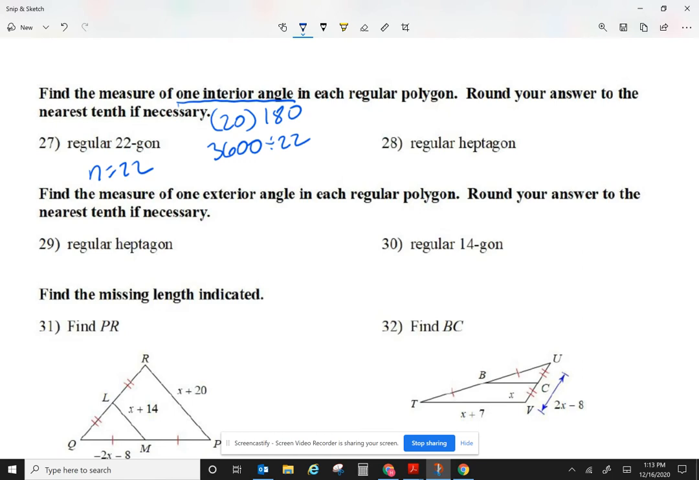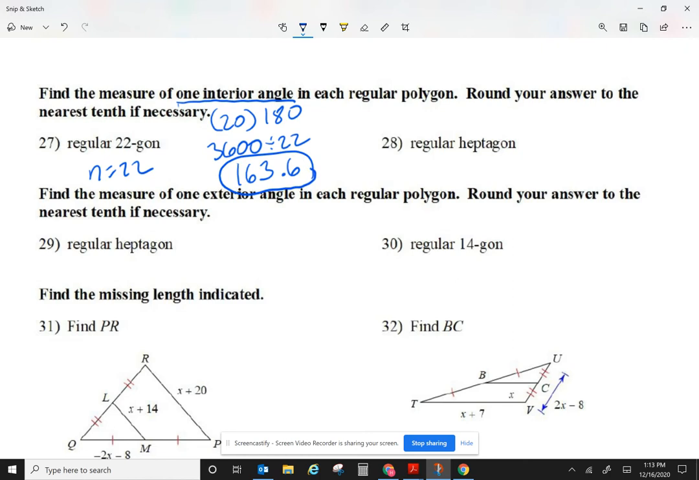I'm going to round it to one decimal place because the instruction said round your answer to the nearest tenth if necessary. I'm going to say 163.6. I rounded my answer to one decimal place.